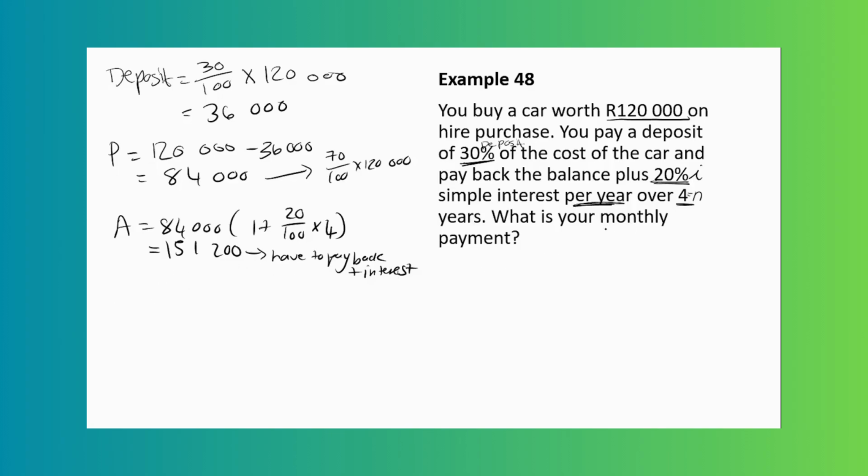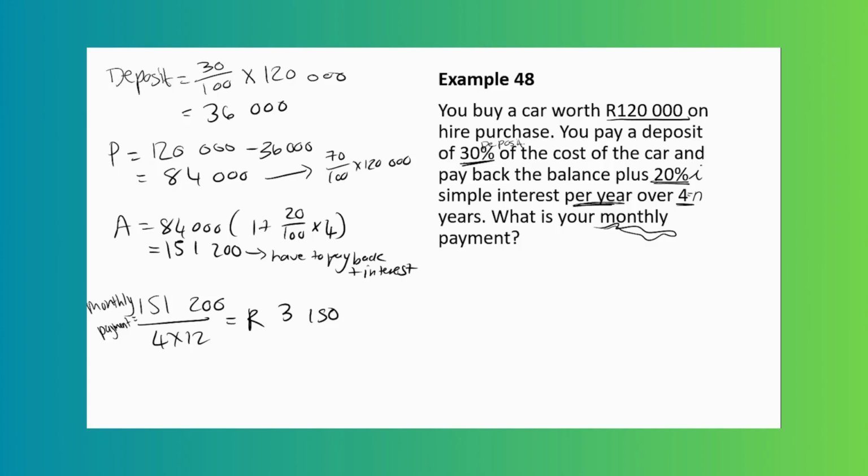Then we are actually looking for the monthly payments. So we take that 151,200, we divide it by the amount of months, so it's for 4 years. So our monthly payment is 3,150, which is a lot more manageable to pay than 120,000 once off, which is why people usually have hire purchase.